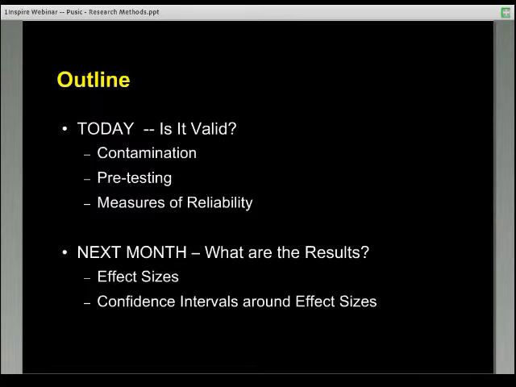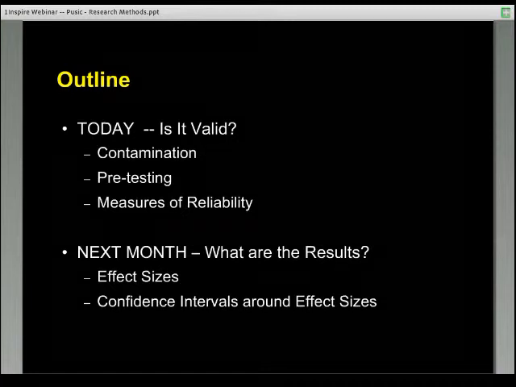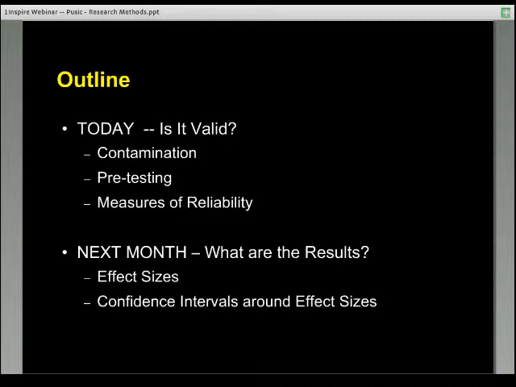There's a lot of things that we could look at in terms of validity for educational studies, and I'm purposely going to ignore the ones that we already, as clinicians, have a sense of, and instead focus on three that are specific to educational studies: contamination, the issue of pre-testing, and measures of reliability. Next month we're going to look at what are the results, and specifically talk about effect sizes and why that's a better way of representing the results of an education study, and then talk about the mysteries of calculating a confidence interval around effect sizes. So I hope to see some of you there.